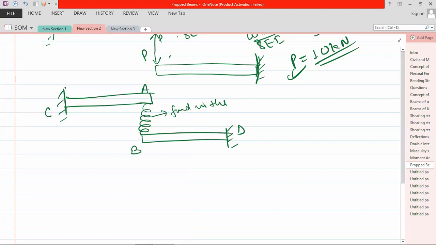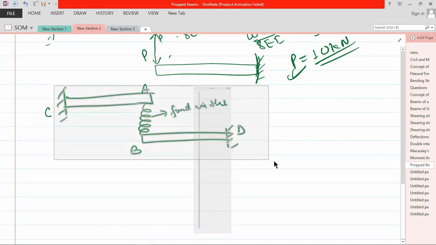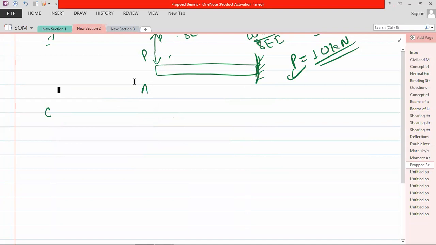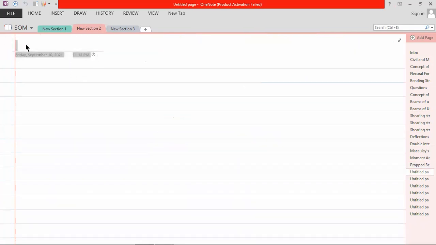Or I should take another example because it will go very big. So I am just not going with this question because it will go very big. Let me simply write the equations that are needed for deflection of beams.